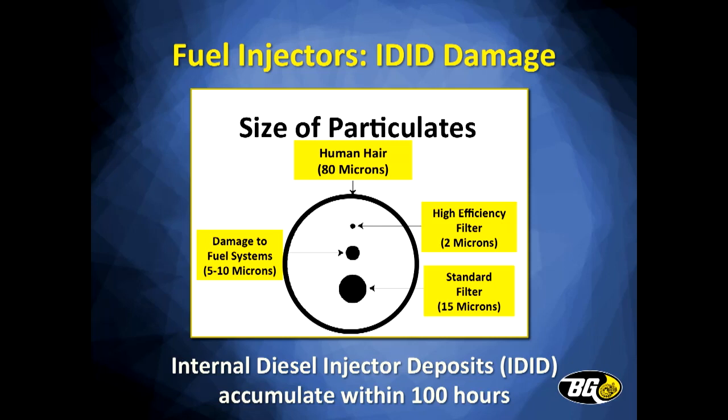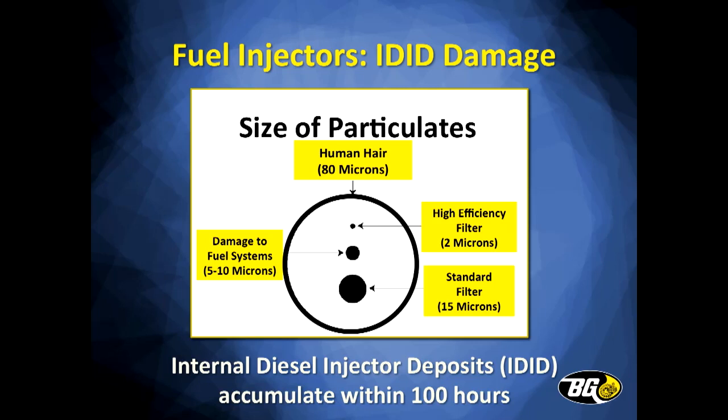If you're looking at the middle dot, that's usually 5 to 10 microns. That can cause damage to your fuel systems. Your high efficiency fuel filters, and if you know our 9700 tool with the 020 little white hockey puck, that's a 2 micron filter. That's a high efficiency fuel filter.